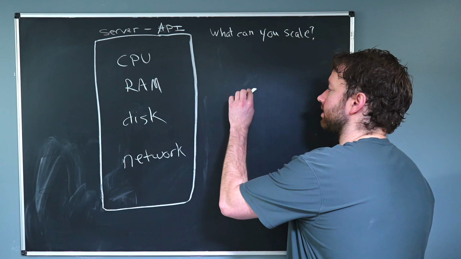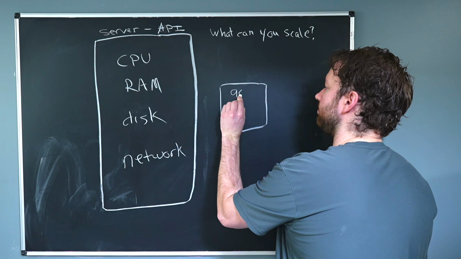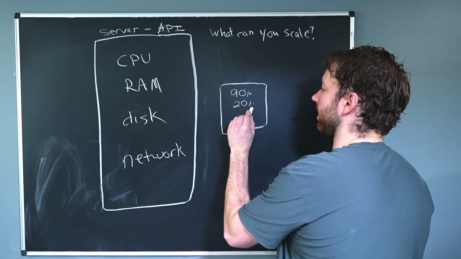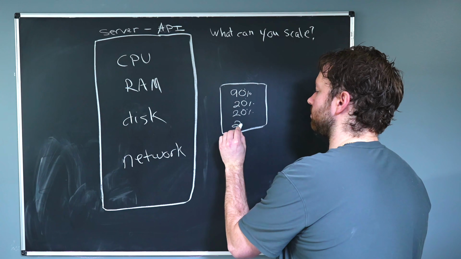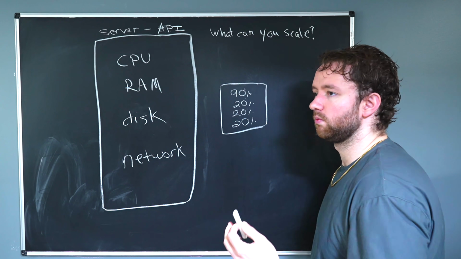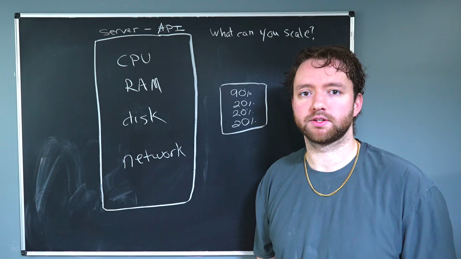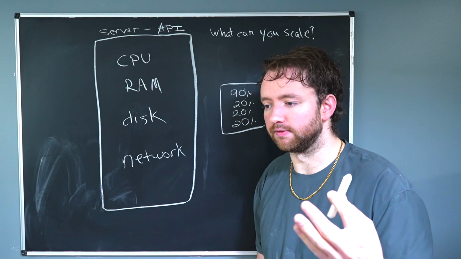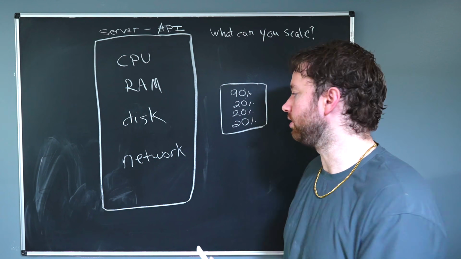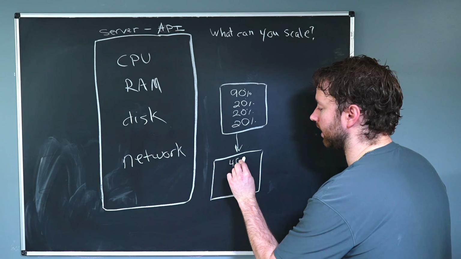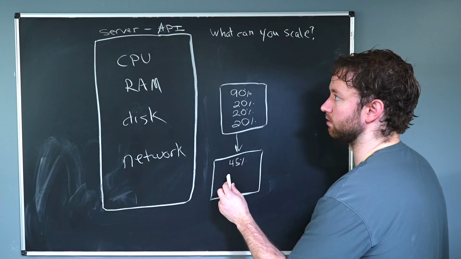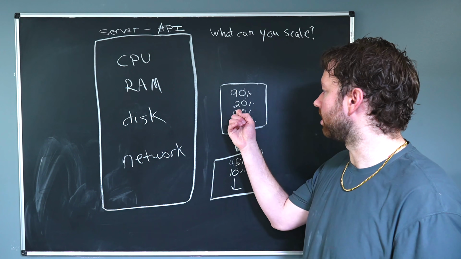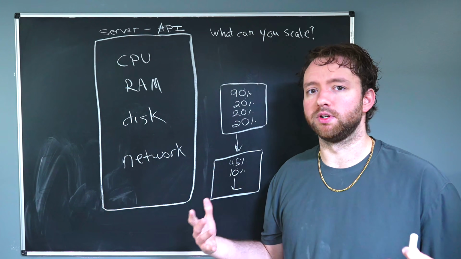So let's consider a scenario where you have 90% CPU usage, 20% RAM, 20% disk, and 20% network. How would you vertically scale this? One immediate thought would be, oh, let's just double the server. But what is that going to do? That's going to now bring it down to 45% on the CPU and then 10% for everything else. So we're doubling all of these things that probably don't need doubled.